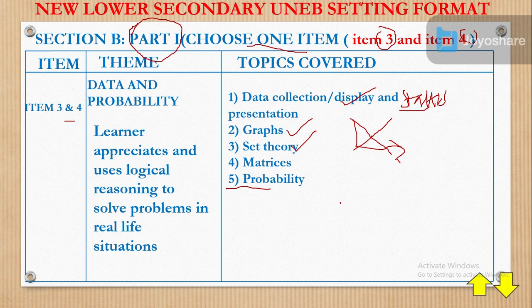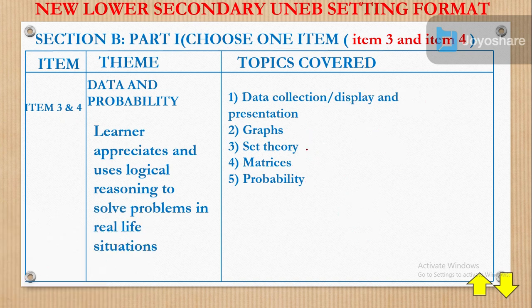Then set theory. You all know that. Set theory, with Venn diagrams here. I know you're all familiar with them. Next is matrices, and lastly we have probability. That's what I have in there. But now I'm going to give just a little of the analysis.